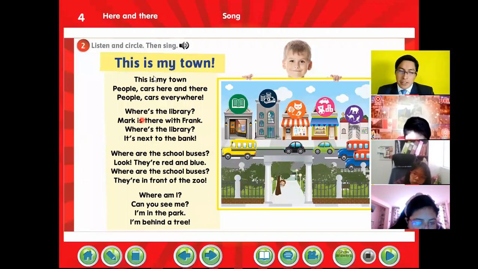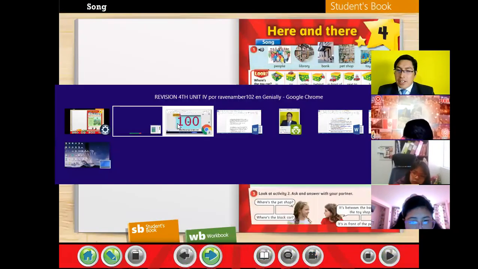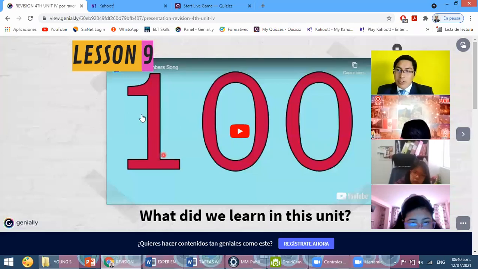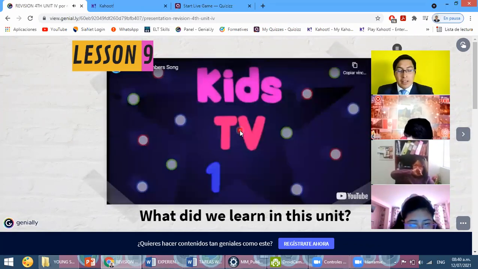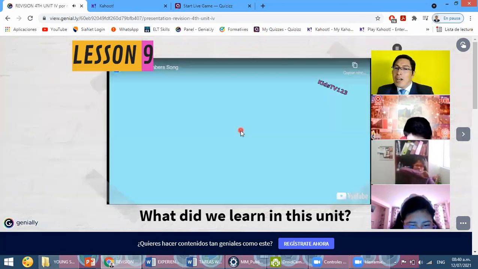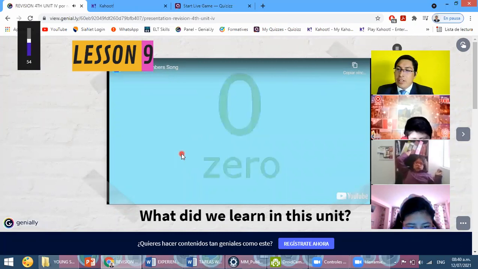Okay, this is our song now for this unit, This Is My Town. Also, we learn other songs like the prepositions or the object pronouns, but also the numbers. The same, okay? Open, please, your microphones. Let's count from 0 to 100. Okay? Open, please, your microphones. 0.